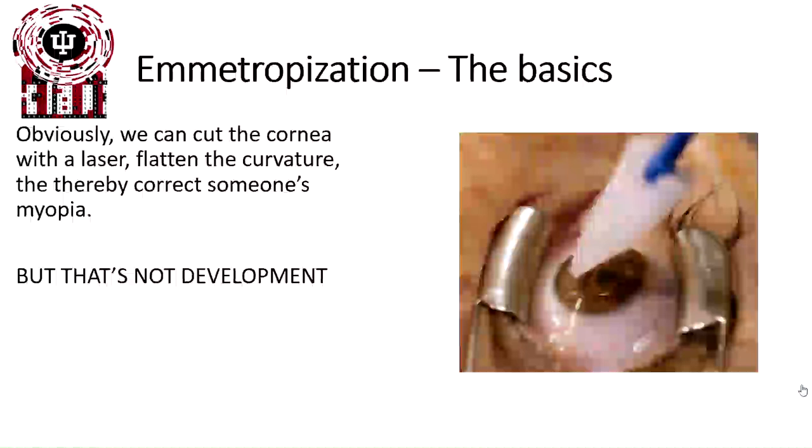Now, obviously, we can cut the cornea with a laser, flatten the cornea, and thereby correct someone's myopia. But that's not development, and that's not what we're talking about here. We're talking about the development of refractive error during childhood and not ways to correct it later on in life through cataract surgery, through refractive surgery, LASIK, etc.